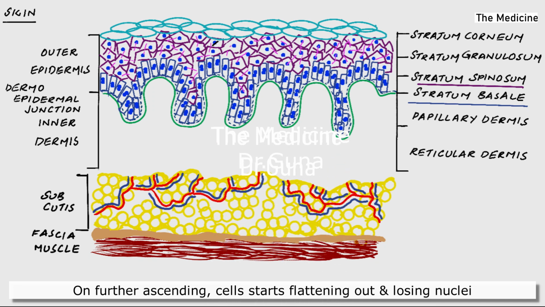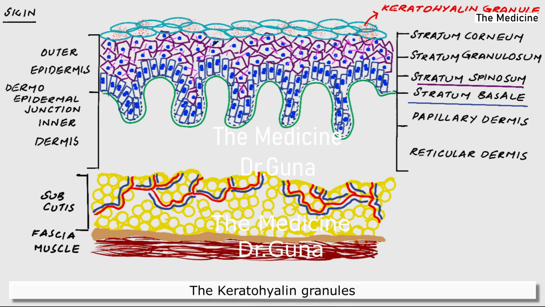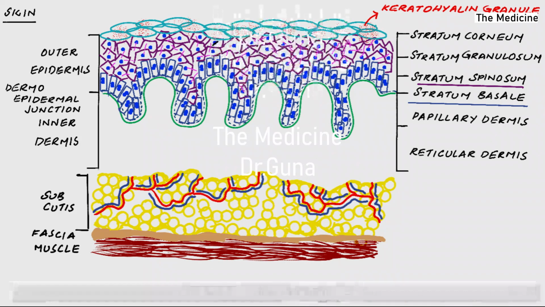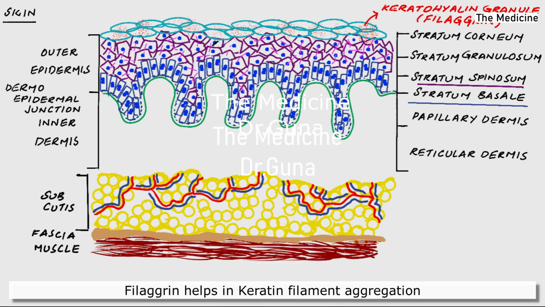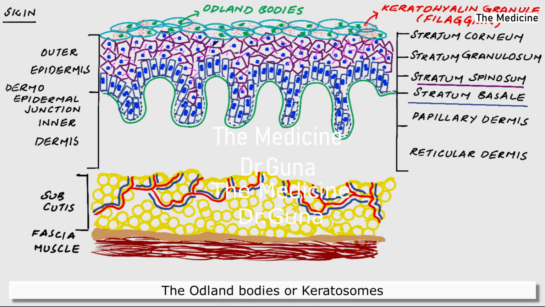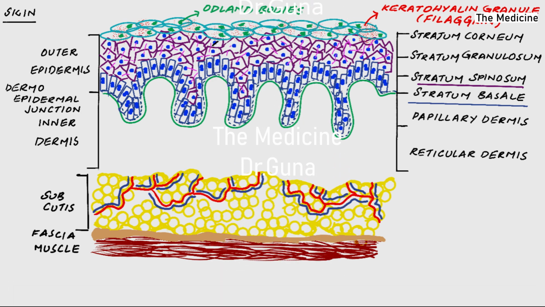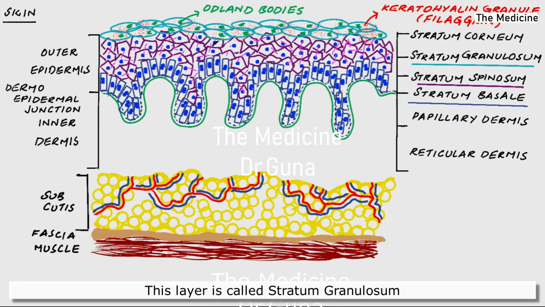On further ascending, the cells start flattening out and losing nuclei but hold a lot of granules inside called the keratohyalin granules. It contains filaggrin. Filaggrin helps in keratin filament aggregation. In addition, there are spherical lamellar granules called the Odland bodies or the keratosomes. They discharge their lipid contents into intercellular spaces, aiding cohesion. This layer is called stratum granulosum.